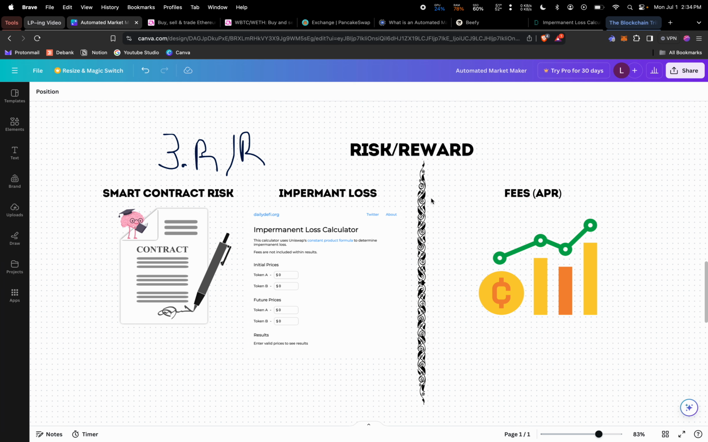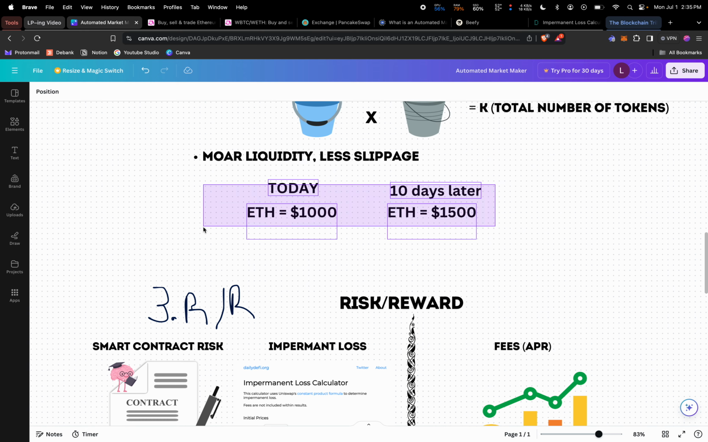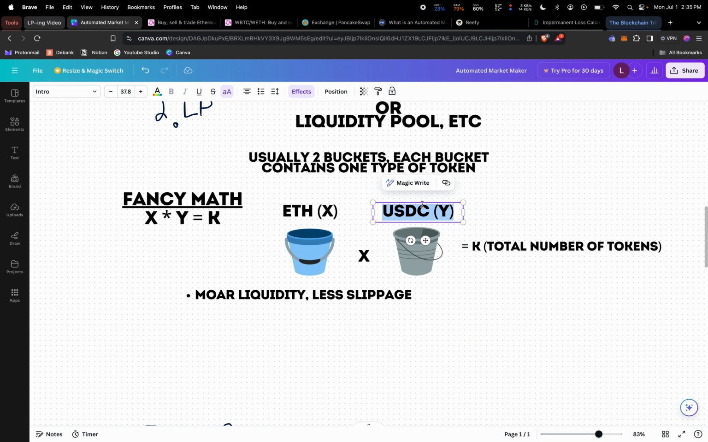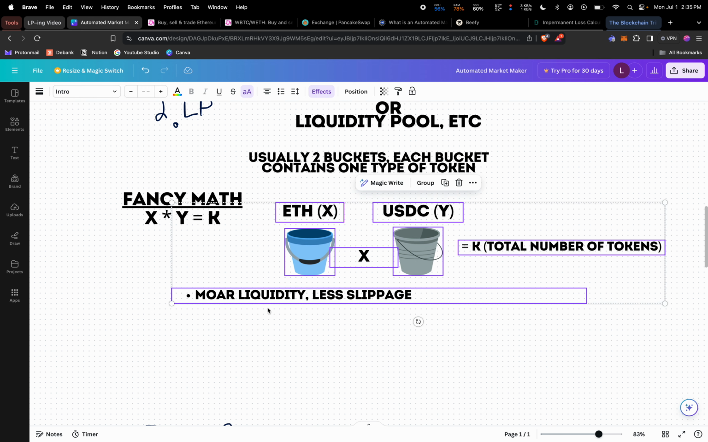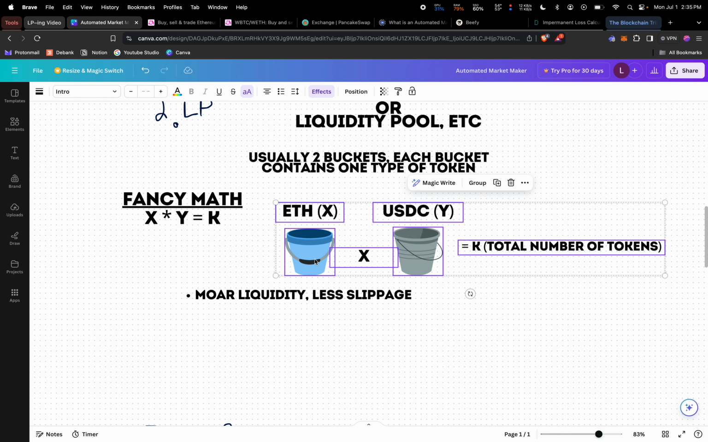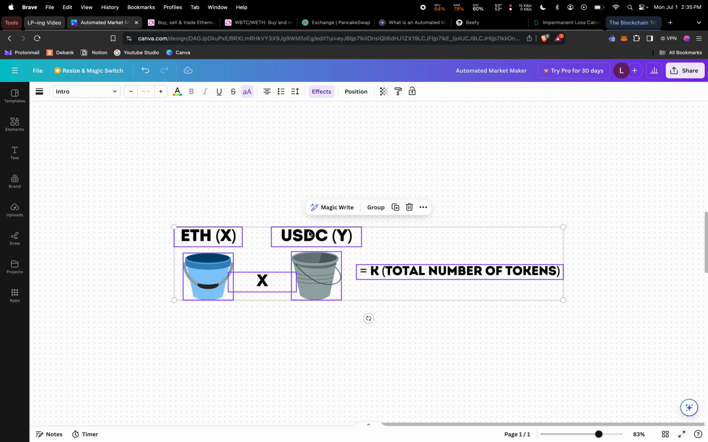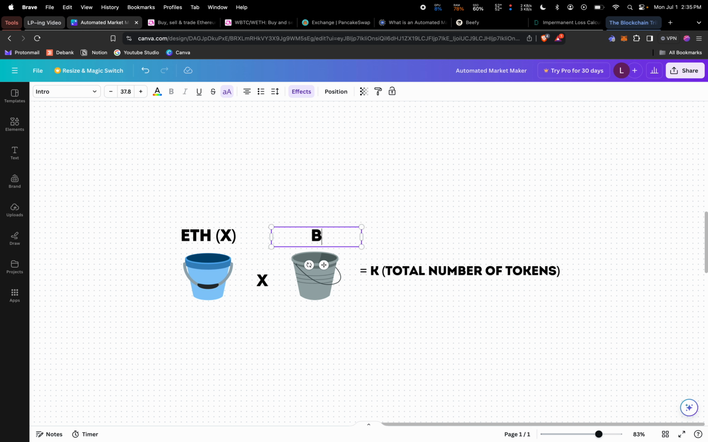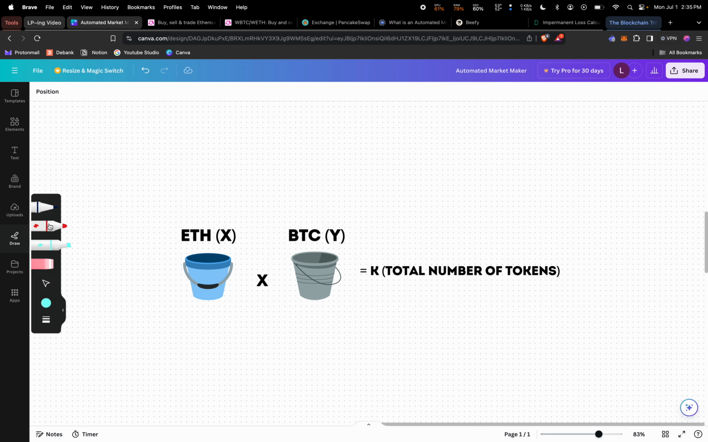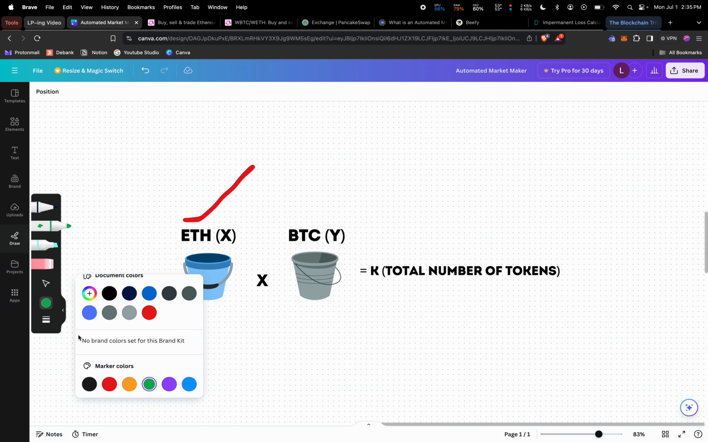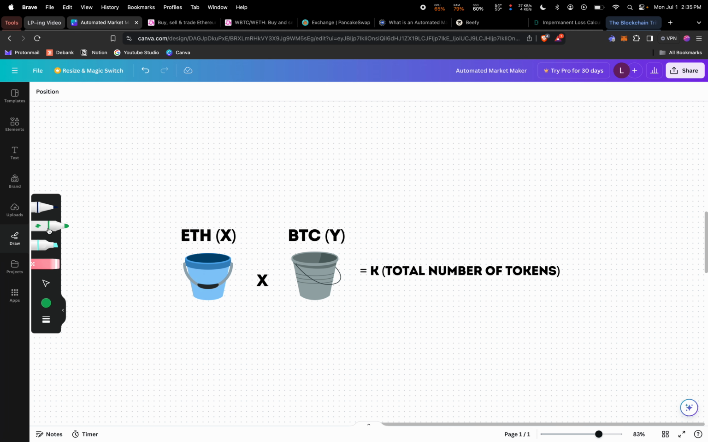And if you're holding two volatile tokens like an ETH or a Bitcoin together in a pool, say this example, here is ETH, and this is Bitcoin, right? Both of these can go up in price, so your overall position will increase. It should probably be green. Let's delete that. Click. Shazam.